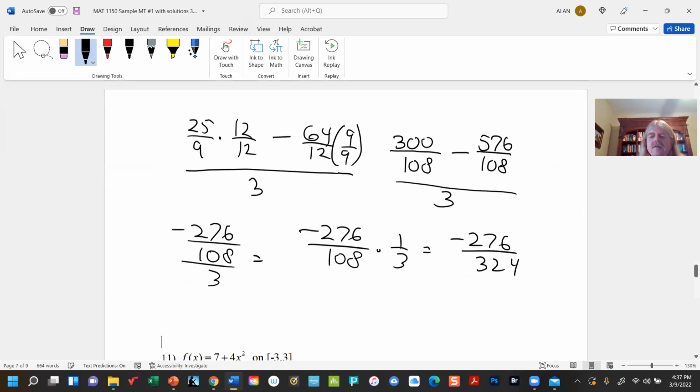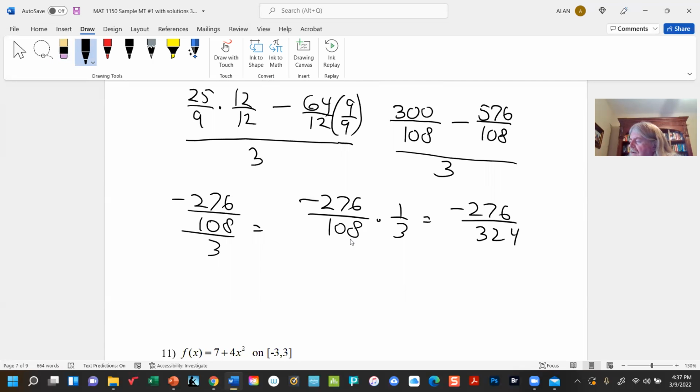And if you want to look for a common denominator, you don't have to do this, but you can divide them both by 12. That's one common factor they do have. So if you do that, you'll end up with -23 over 27. Okay, that's as small as it's going to get. All right, let's just double check that. Yeah, that's good.